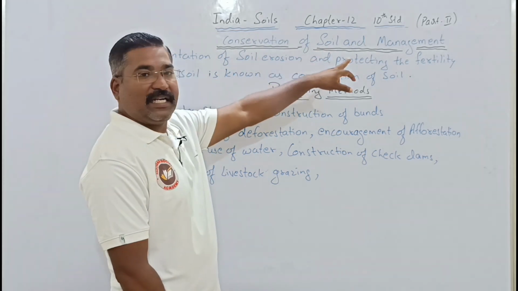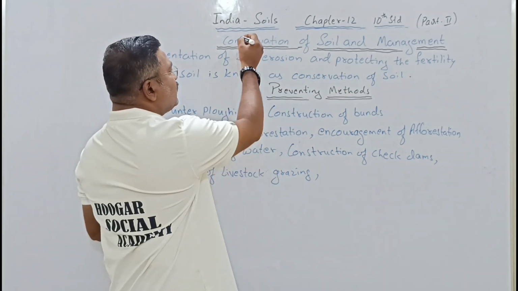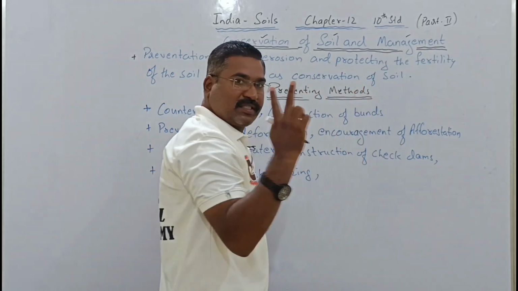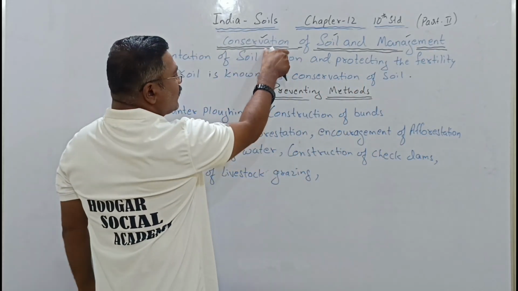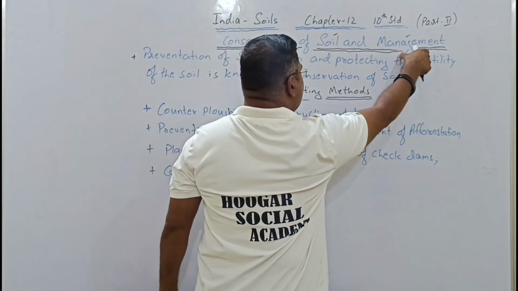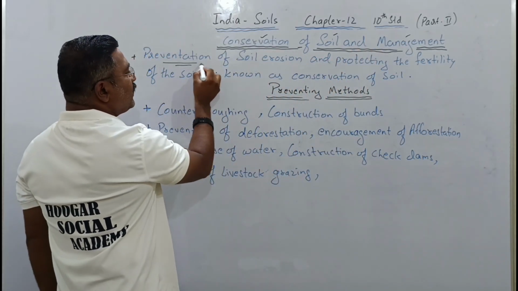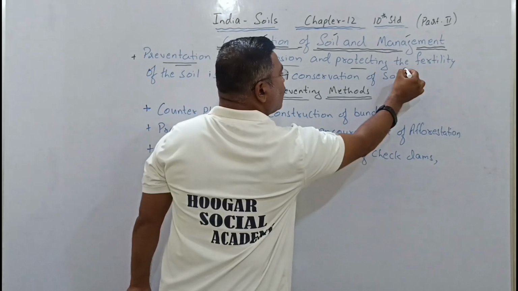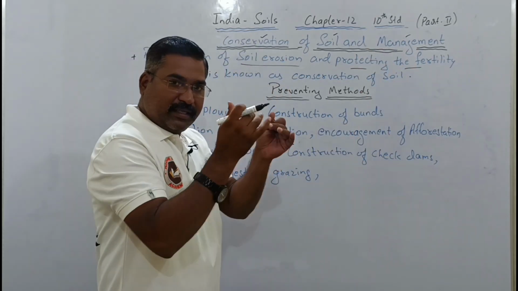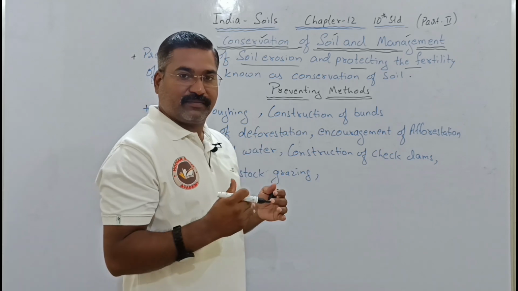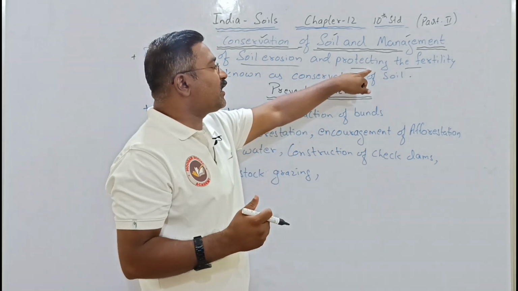Conservation of soil and management. Two words are there: one is called conservation, another is called management. When we talk about conservation of soil, what does it mean? Prevention of soil erosion and protecting the fertility.